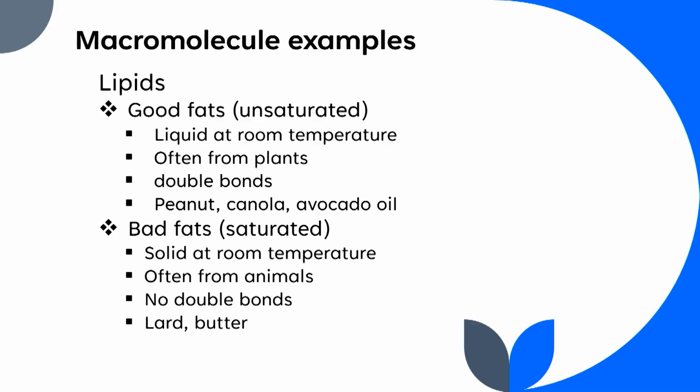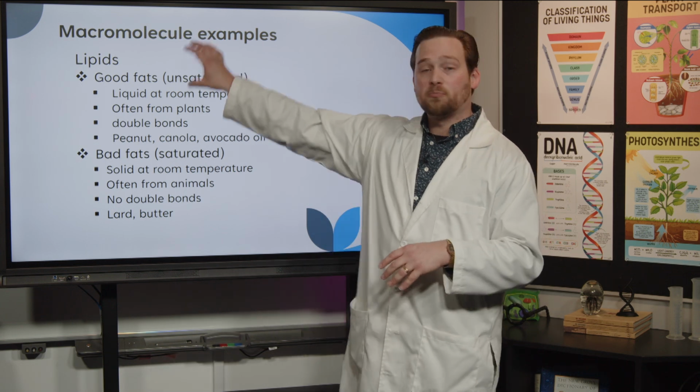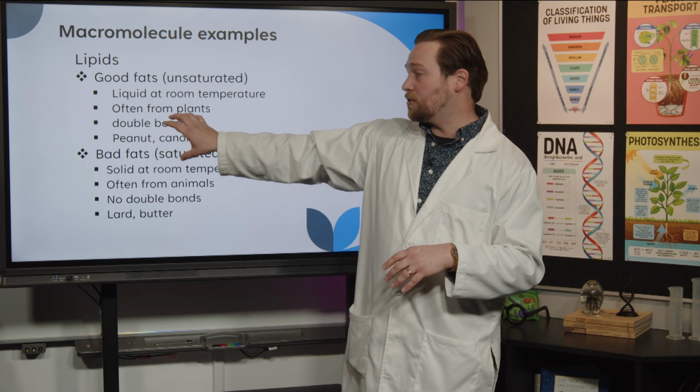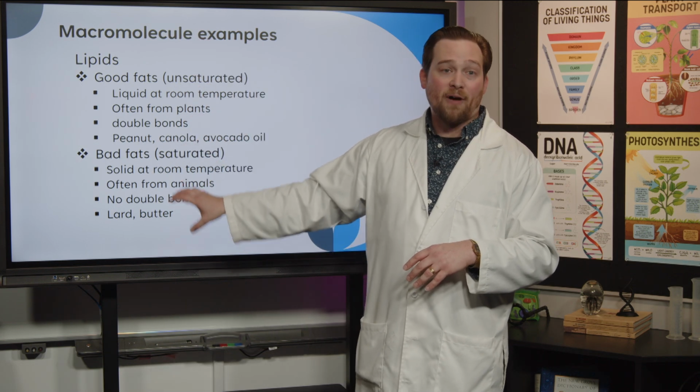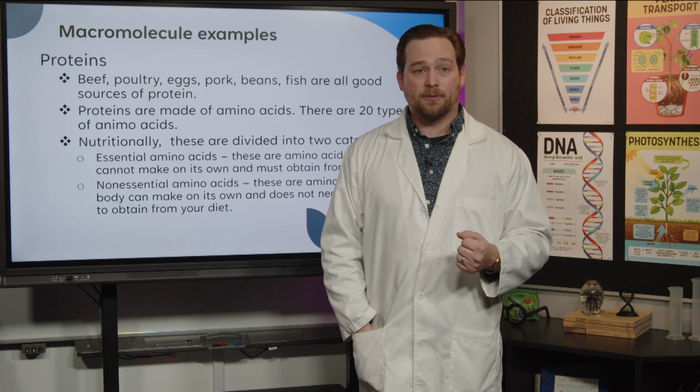Here are the bad types of fats down here. Bad fats are called saturated fats. These are often solid at room temperature. They come from animals. There are no double bonds here. Some examples of these are lard and butter. Those are the two main types of lipids. Don't have as much of these as you want to. These are the ones that could cause some cardiovascular disease as you get older. They can clog your arteries.